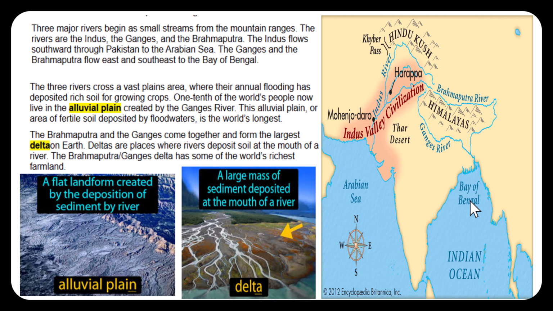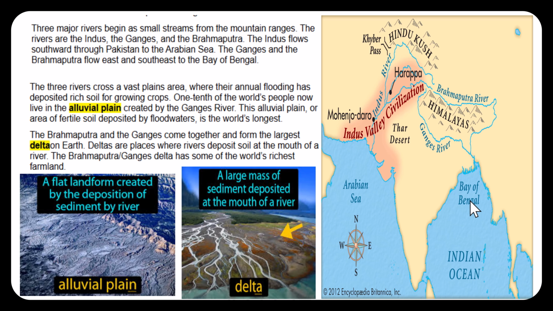Question 16. Why do 10% of the world's population live in the alluvial plain in South Asia? Because that soil is so rich for growing crops. So it's a great place to grow food, and food means people. Question 17. What is a delta? A delta is a place where rivers deposit soil at the mouth of a river.